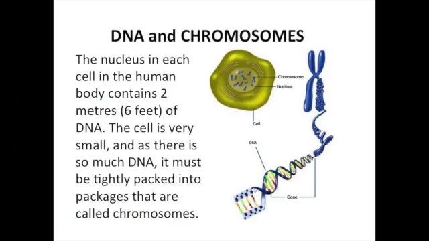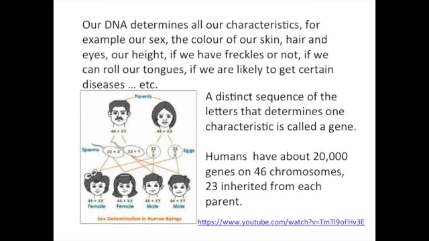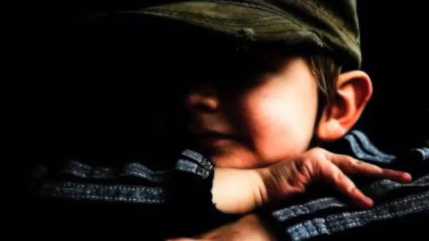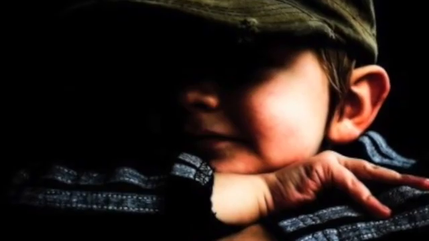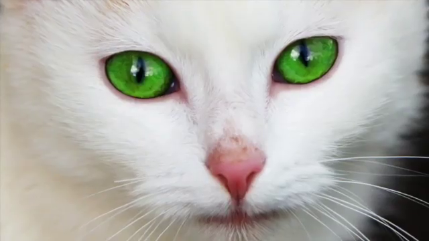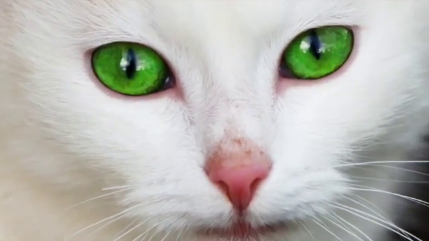The nucleus in each cell in the human body contains 2 meters of DNA. The cell is very small, and as there is so much DNA, it must be tightly packed into the packages that are called chromosomes. Our DNA determines all our characteristics. For example, our sex, the colour of our skin, hair and eyes, our weight, if we have freckles or not, if we can roll our tongues, if we're likely to get certain diseases, etc.